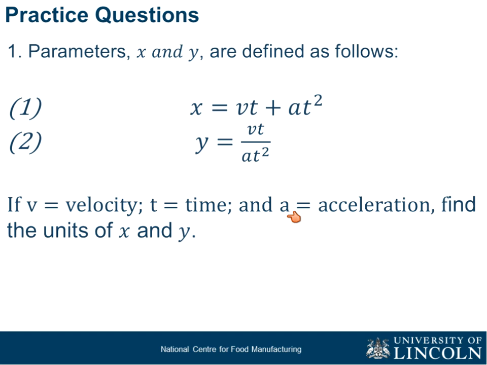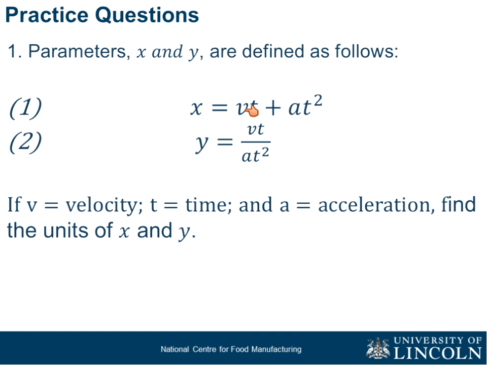Now let me just say something. Before I can add vt and at squared together, they must be in the same unit. It is not possible for me to add £2 and $2 together. If I ask you what is the unit of x, the unit of x is equal to the unit of vt or the unit of at squared, because you can add them together. If you can add them together, they must have the same unit, or each component must have the same unit.